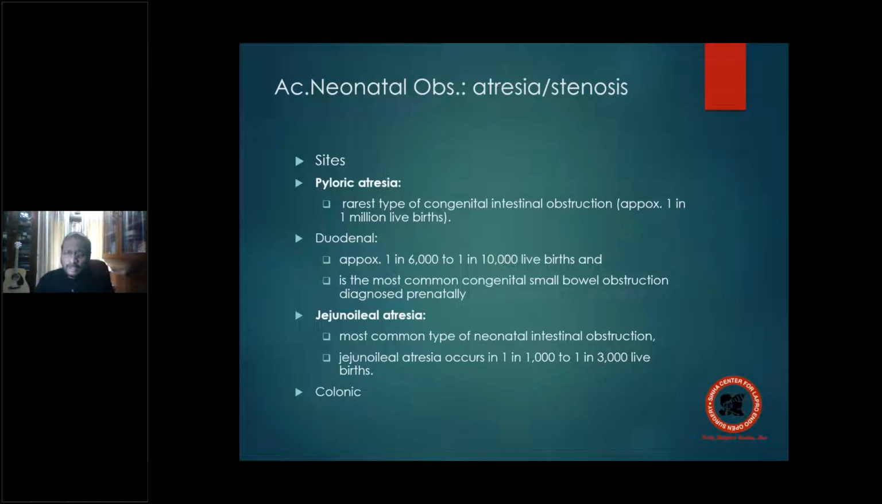Jejuno-ileal atresia, most common type of neonatal obstruction. And as compared to duodenal, this occurs in 1 in 1,000 to 1 in 3,000. So this was 1 in 10 lakhs or 1 million. This was 1 in 6,000 to 1 in 10,000. And this is 10 times more common. That is 1 in 1,000 to 1 in 3,000 live births. The rarest of them is the colonic.